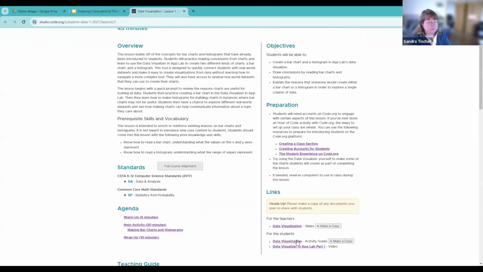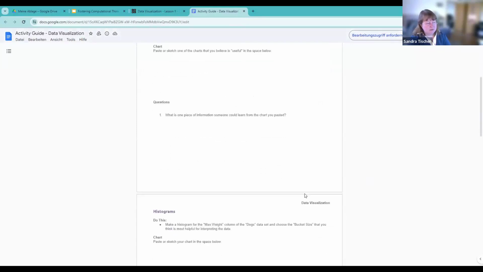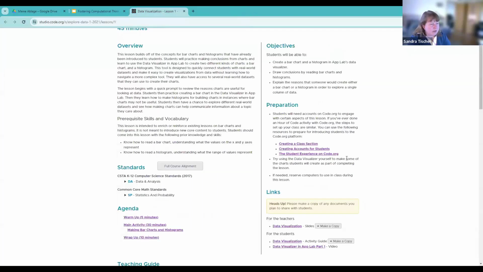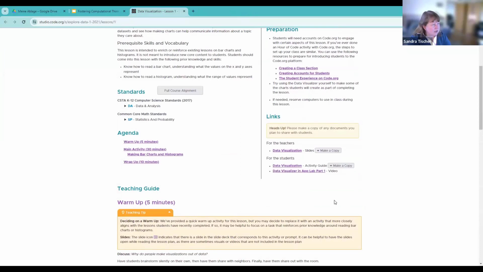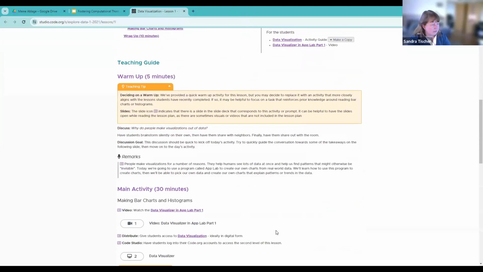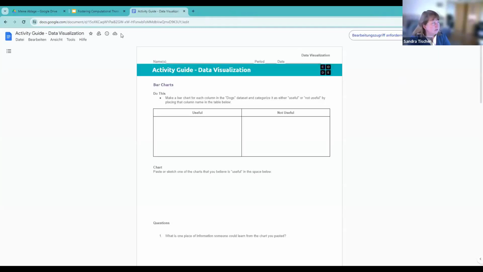And again, there's the data visualization activity guide for this, and the actual data activity, classifying data as useful and non-useful. A chart that is useful. So they're making those histograms. For the link, where that is right now. Yep. So they have a video before, and then that's the digital form for it.